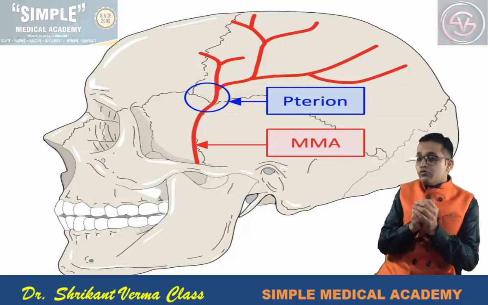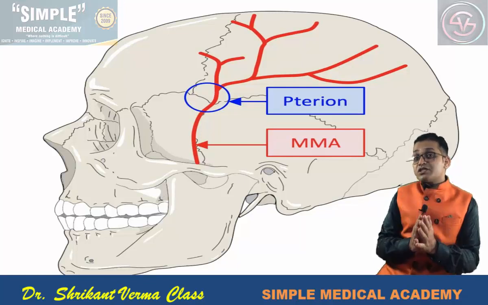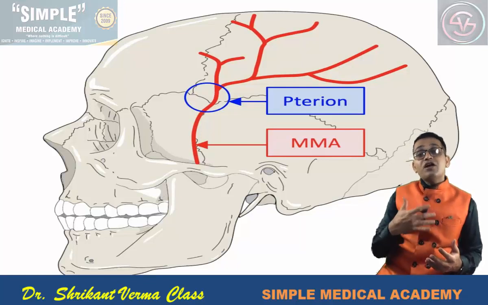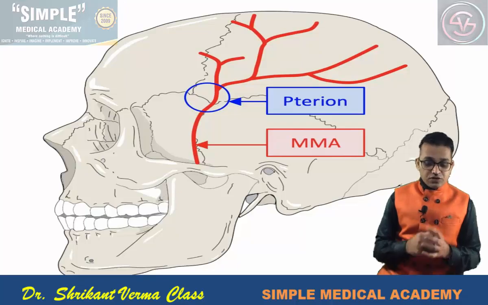Due to the accumulation of the blood in this temporal part, there is the collection of the mass. Because this collection of the blood is outside the dura mater, that's why this is known as the extradural or epidural hemorrhage. Okay, so this is very important.